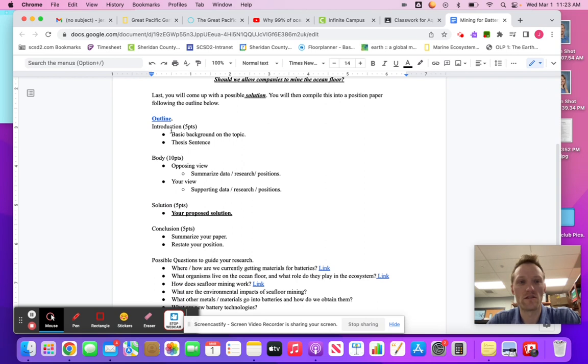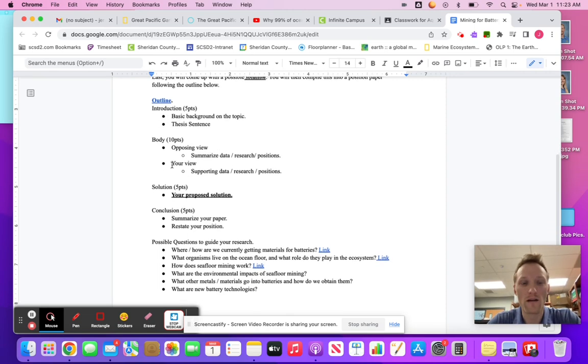And so, I attached an outline for this, but basically, to do that, we write an introduction where we're providing basic background information about the issue, and then our thesis statement. That's where you're saying like this is the answer. This is what I think is the answer. Then the body of this paper. We spend a little bit of time addressing the opposing view. So, what does the other side think? And why? And then you spend another paragraph talking about, okay, well, this is your position on it and why.